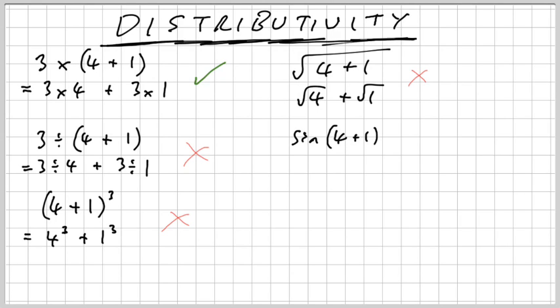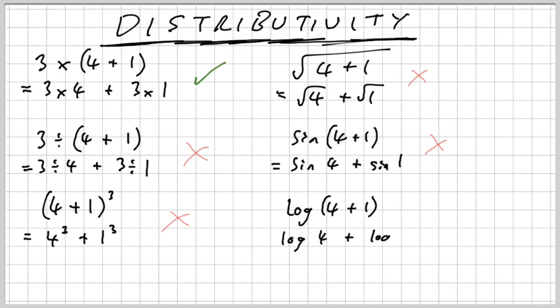What about sine? Does sine of 4 plus 1 distribute? No, sine of 4 plus 1, which is of course sine of 5, is not equal to sine of 4 plus sine of 1. Can't do it, it's wrong. And what about log of 4 plus 1? Is that the same as log of 4 plus log of 1? Nope, that doesn't work either. So it looks like the only operation that distributes over addition is this humble friend here, multiplication.